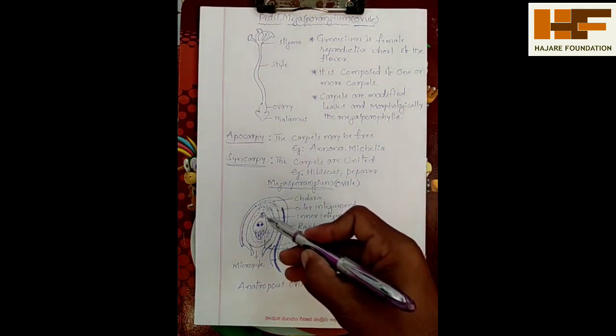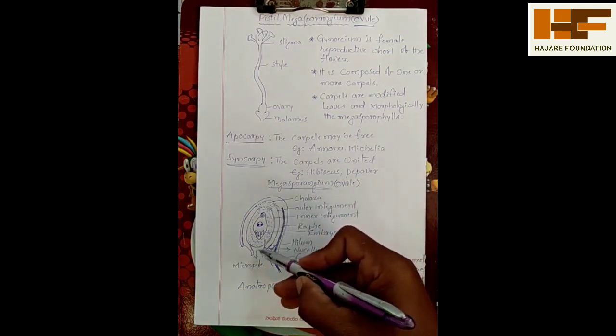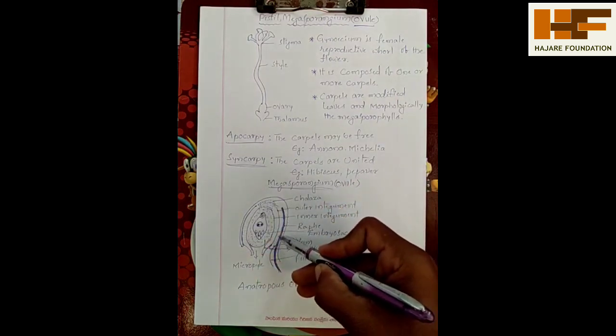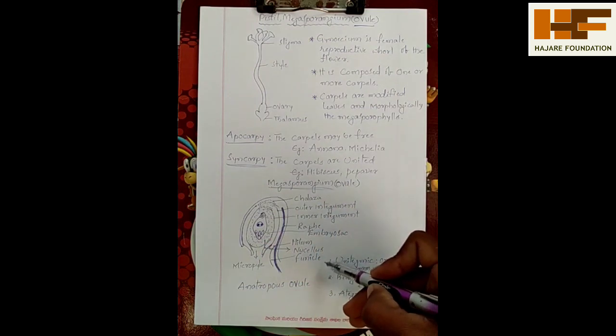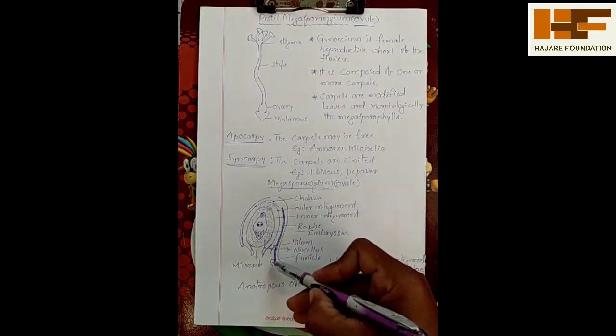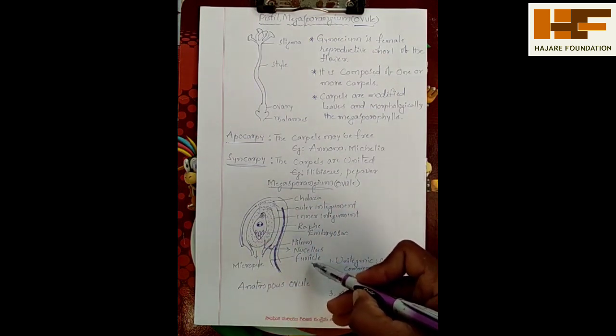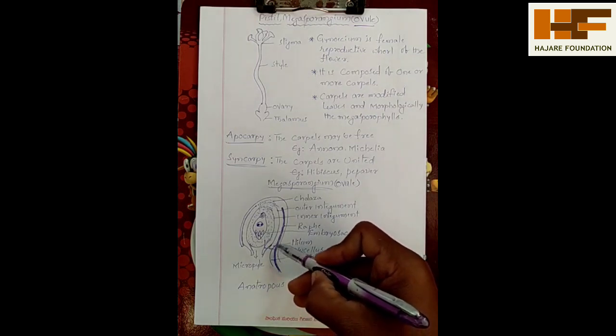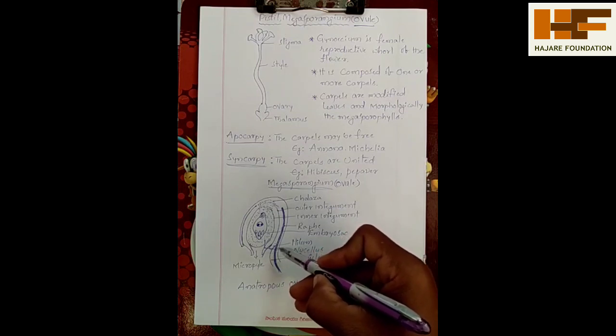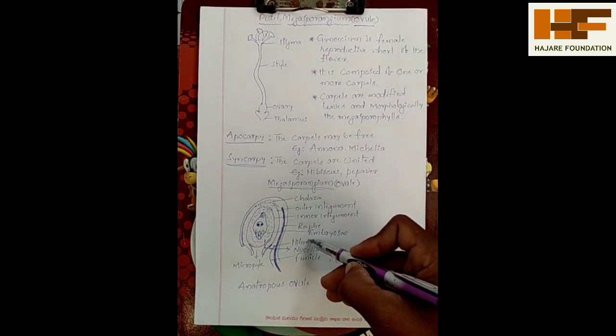The stalk of the ovule, by which the ovule is attached to the placenta, we call the funicle. And the part of the ovule where it is attached to the funicle is called the hilum.